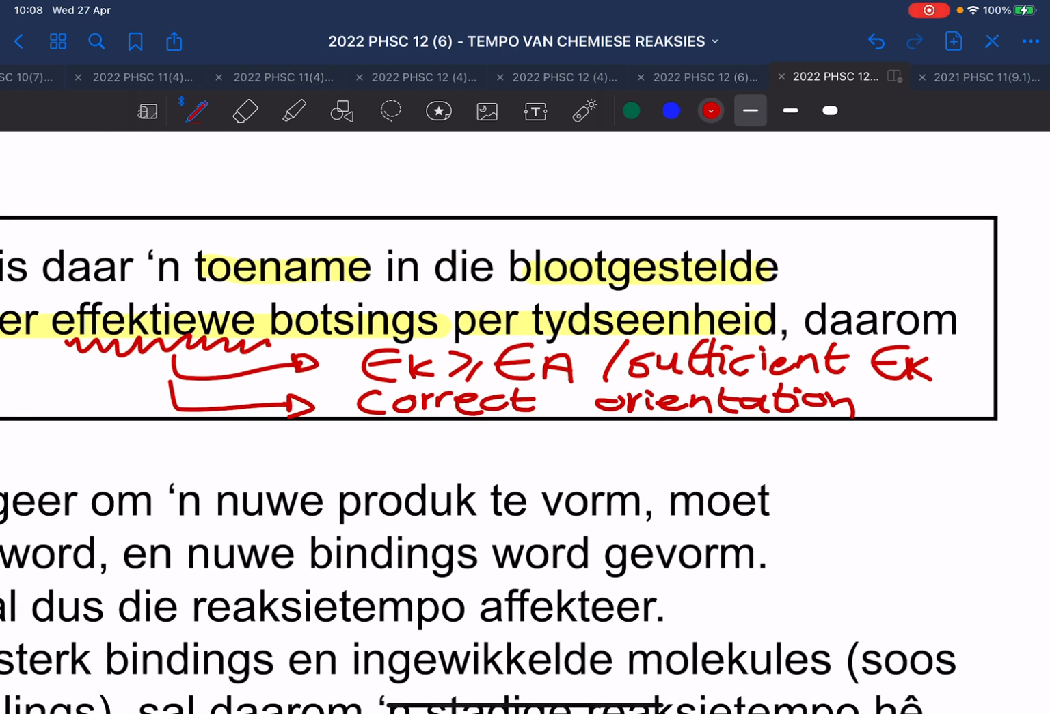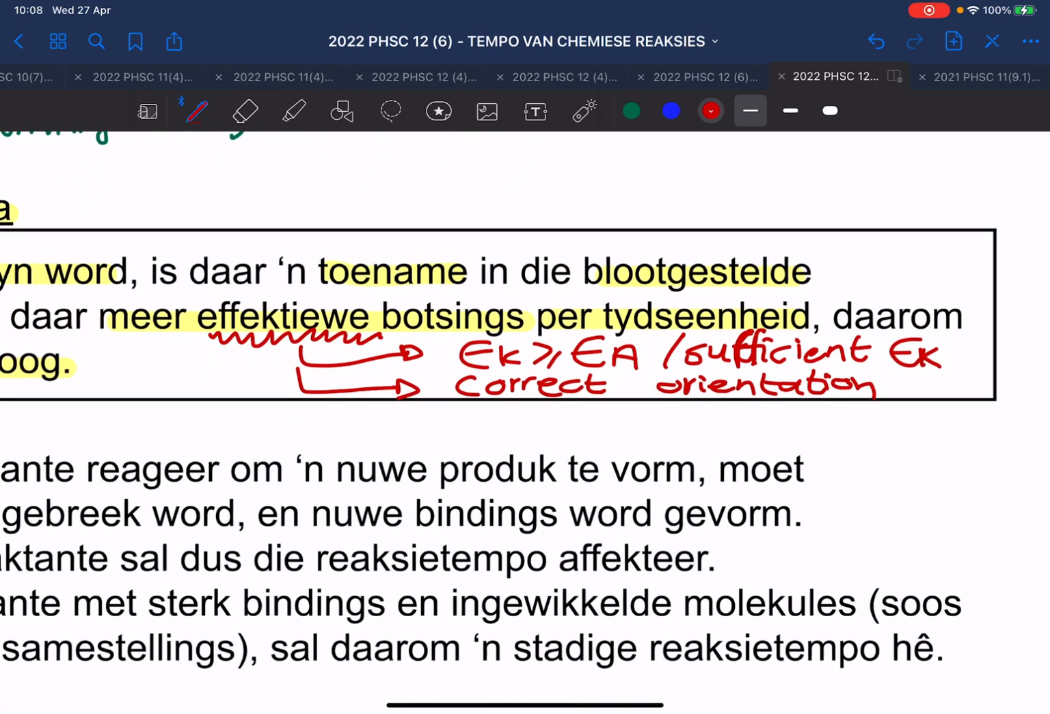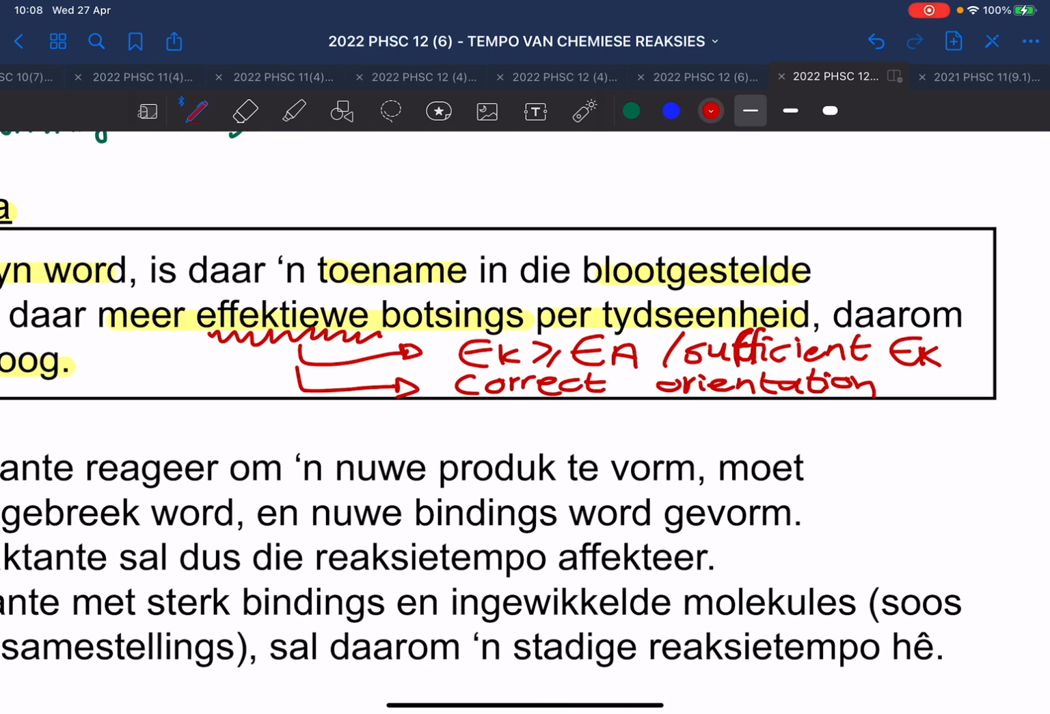Juffrou, maar as jy 'n antwoord skryf, moet jy altyd sinnetjies skryf om die volle punt te kry. Of skryf jy net Ag, jy sal sien maar 3 punte tel, so dan moet jy skryf alles nie. Okay? Then please do not forget per unit time, per eenheidstyd. Per eenheidstyd, that part is important to write down.